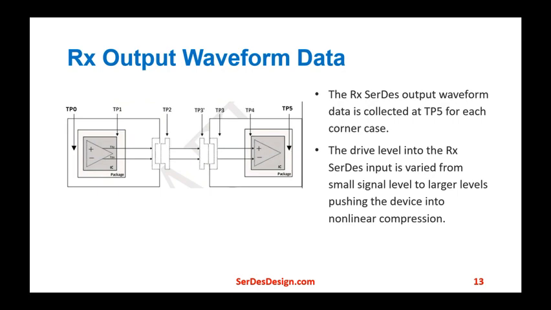The receive SerDes output waveform data is collected at TP5 for each corner case. The drive level into the receive SerDes input is varied from small signal level to larger levels, pushing the device into nonlinear compression.